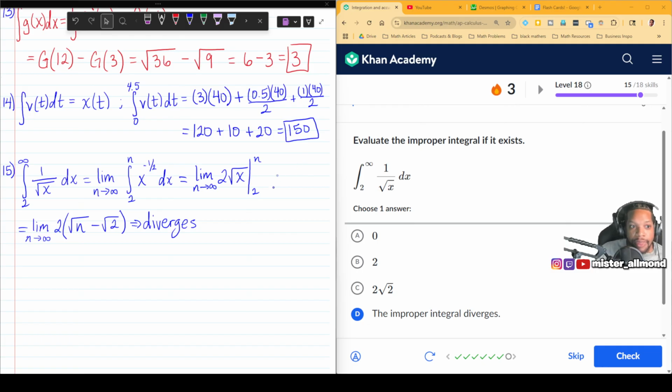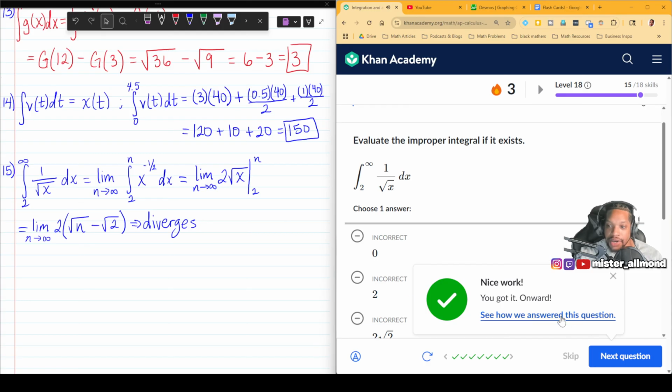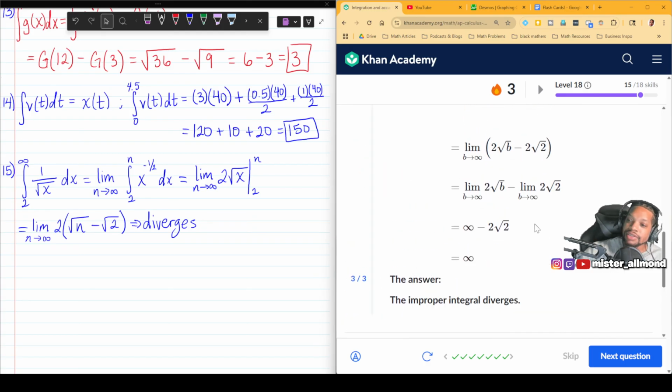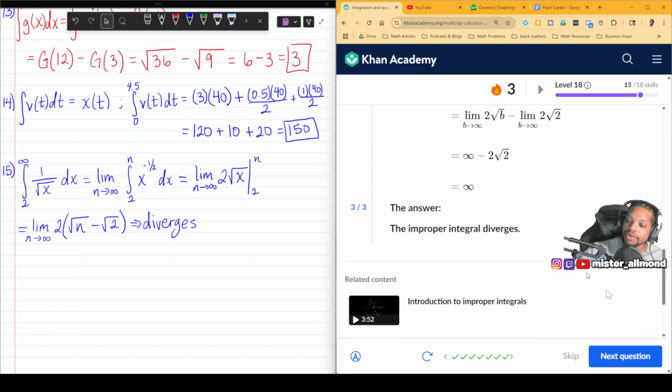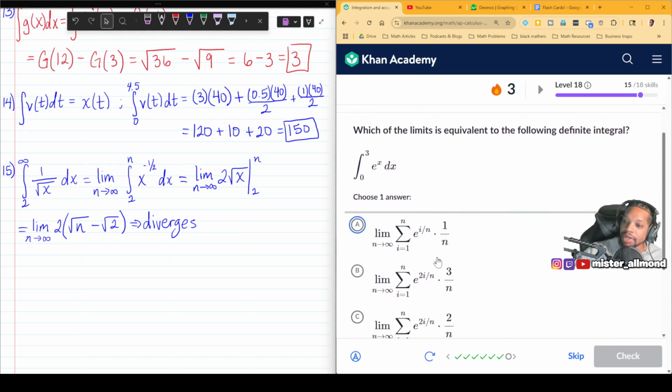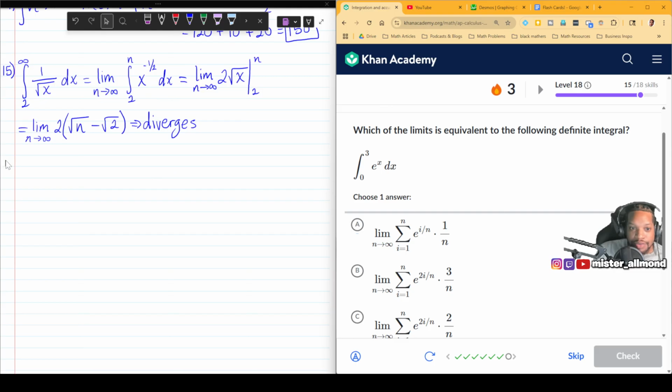Okay, so diverges. Let's go. How did they do it? Yeah, they did it the limit way, because we don't know series yet. Okay. Definition of integral using Riemann sums / summation. Let's see if we can get this one.